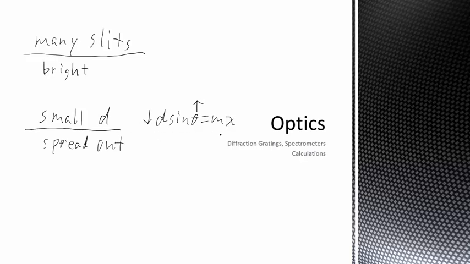Also, I don't know if I mentioned that we don't have an equation for the dark locations, and that's because these bright locations are so distinct and spread out. You know, say these are my bright lines on my diffraction pattern. The dark locations are pretty much everywhere except these bright locations, so we don't really calculate the dark locations.